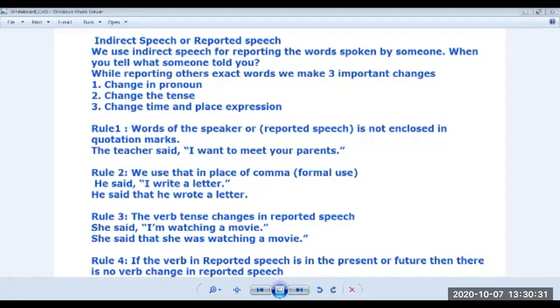Now, indirect speech or reported speech. We use indirect speech for reporting words spoken by someone, for example, John, Mary, the teacher, and you tell what someone told you. While reporting others' exact words, we make three important changes. Now, here comes the rule. Pay attention. I will give you time to note down. I will give you some notes. So you need to focus first. Okay? You can note it down later on.